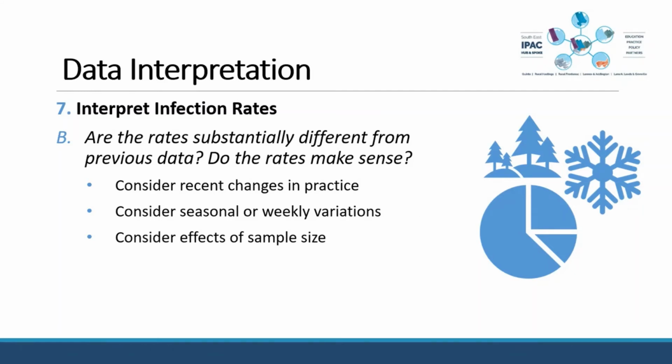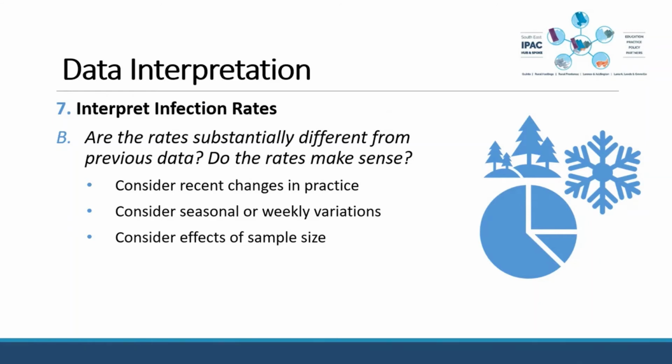So if there's an unusually high rate of infection, it might indicate an outbreak. But if the differences are not explained by an outbreak, then the ICP should investigate whether there are other reasons for this. So reasons could be recent changes in the facility's practices. Is there a change in the surveillance methodology, such as case definition or changes to lab processes or results? Secondly, you also want to consider seasonal or weekly variations, so variations related to time.